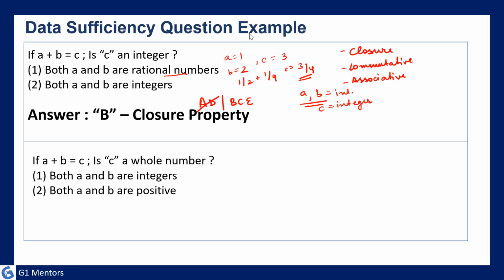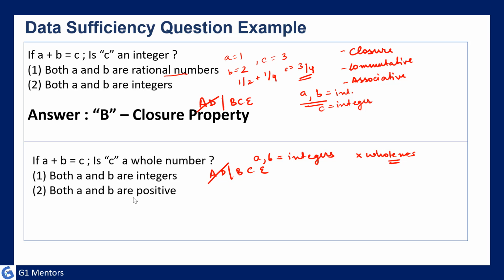Now let's see another example. If a plus b is equal to c, is c a whole number? Statement 1: both a and b are integers. It is given that they are integers, but it is not given that both a and b are whole numbers. So a and b can also be negative integers. So it is not necessary that c is a whole number. c may or may not be a whole number. So statement 1 alone is not sufficient. So we strike off A and D.